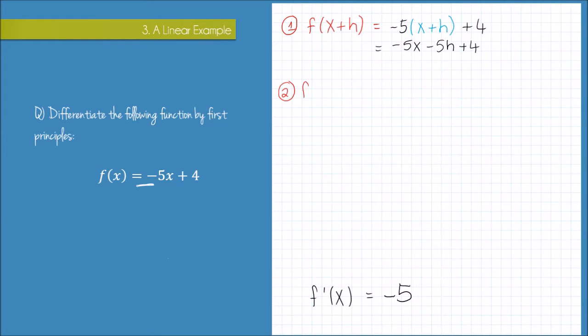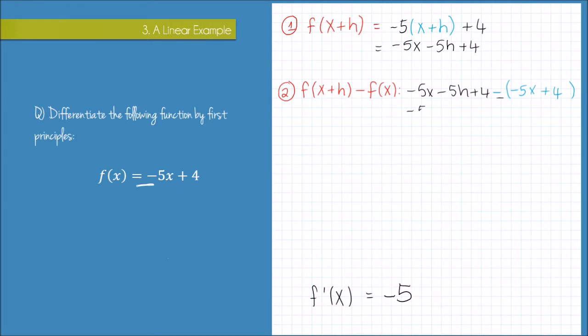In step 2, we take our answer from step 1 and subtract our original function. So we take our minus 5x minus 5h plus 4 and subtract our original function, which is minus 5x plus 4. Now we want to simplify that expression, but we just have to be careful with this minus in front of the bracket here, because that's going to change the sign of everything inside the bracket.